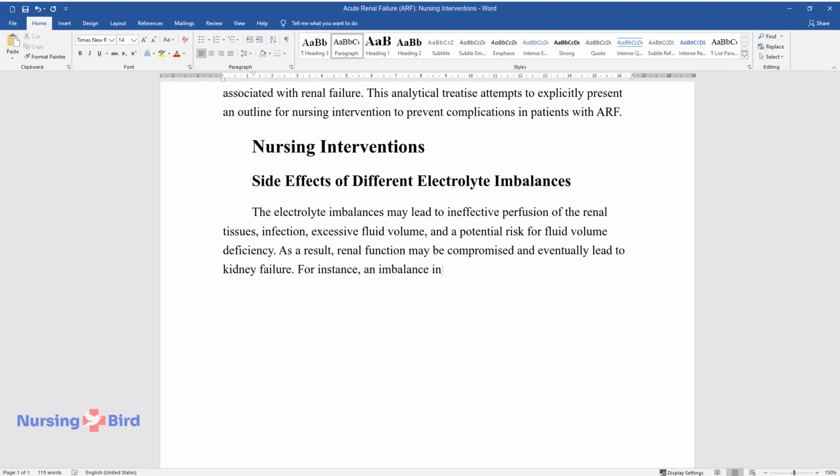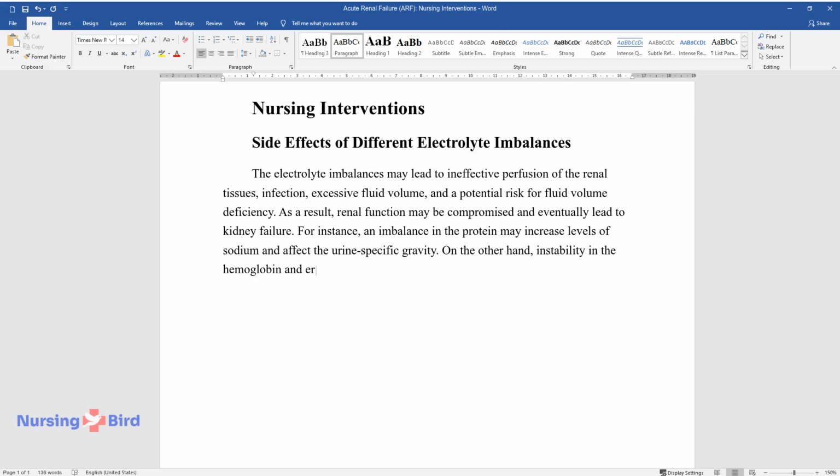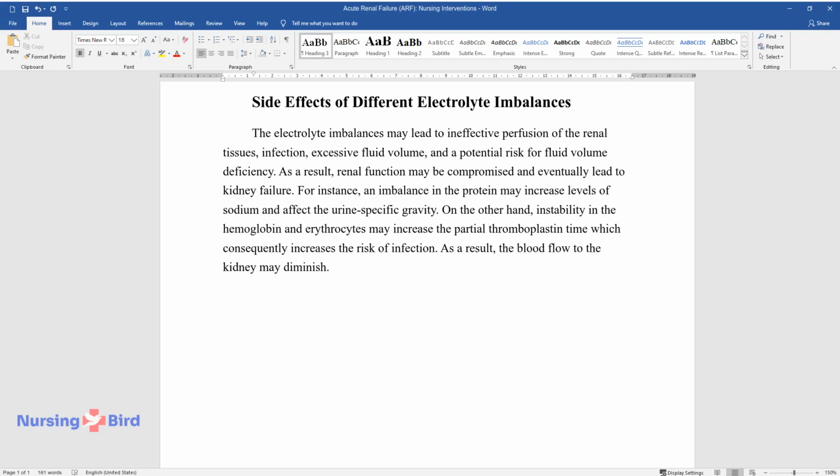For instance, an imbalance in the protein may increase levels of sodium and affect the urine-specific gravity. On the other hand, instability in the hemoglobin and erythrocytes may increase the partial thromboplastin time, which consequently increases the risk of infection. As a result, the blood flow to the kidney may diminish.